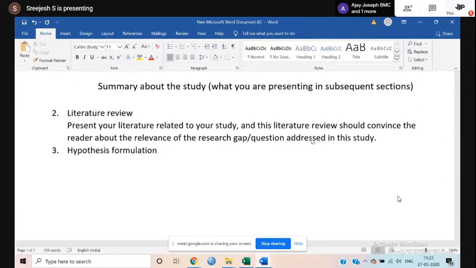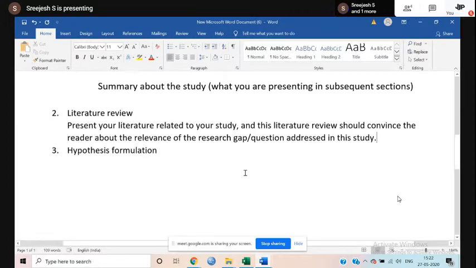When you're presenting your literature review, at the end of the day, after reading it, the reader should understand that your gap or research question is relevant. Some people have a tendency to write literature by literature. Please don't do that. You need to make a very beautiful summary of the past body of knowledge. After reading that, the reader should feel that there is a need to do a study in this particular area because there is relevance, right?